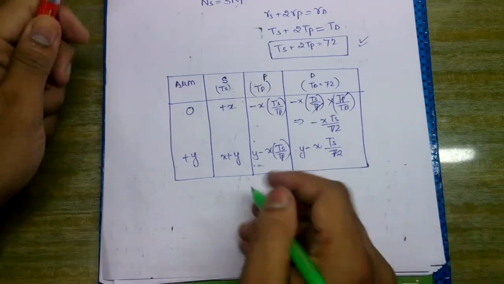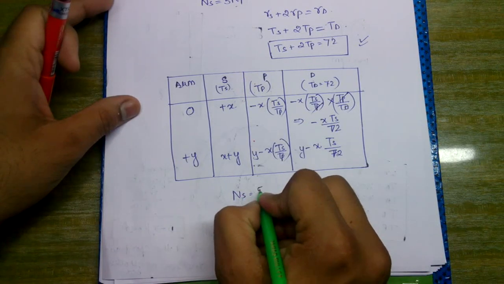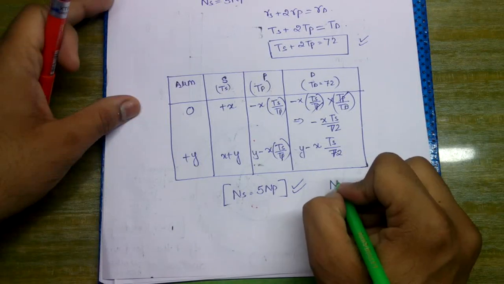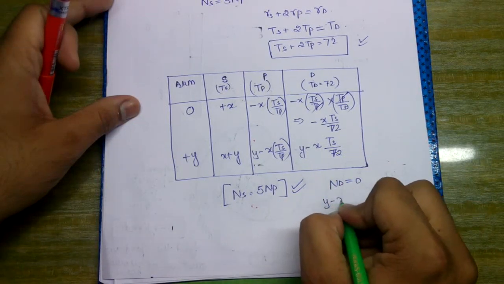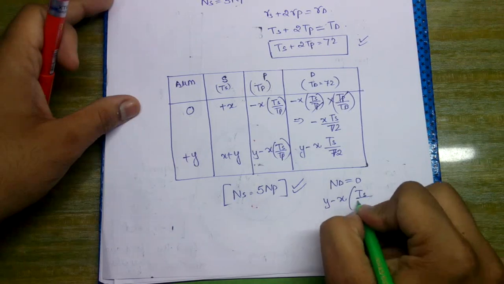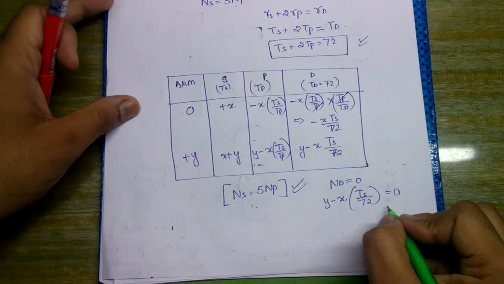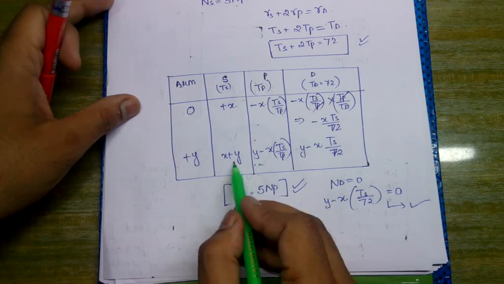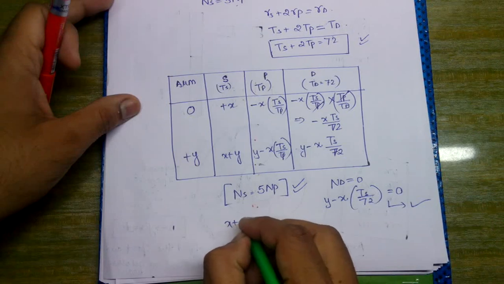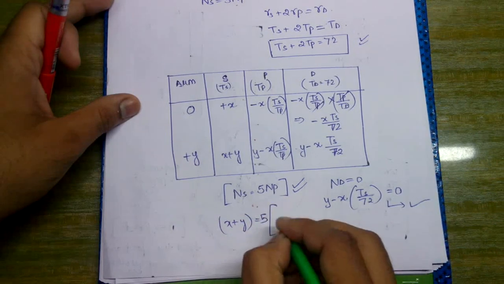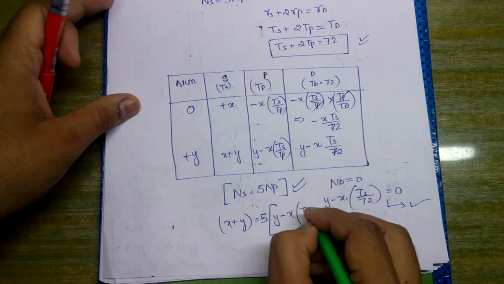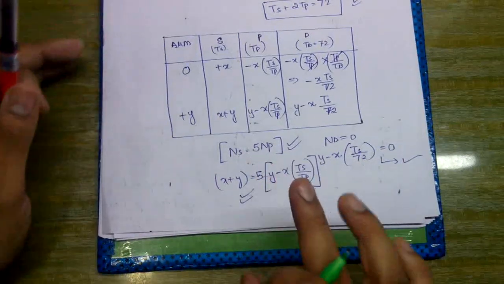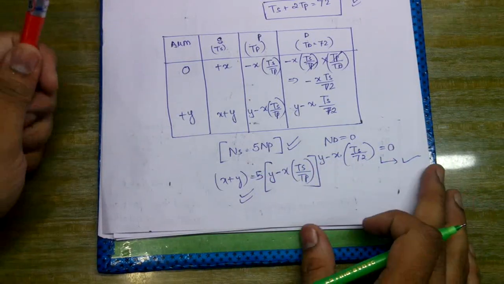Now since we have been given NS equals 5 times NP as one condition, and ND equals 0, Y minus X into TS upon 72 will be equal to 0. We will get one relation between X and Y from here, and NS is X plus Y, which equals 5 times Y minus X into TS by TP. One relation will be obtained from here, and then we will solve the question.